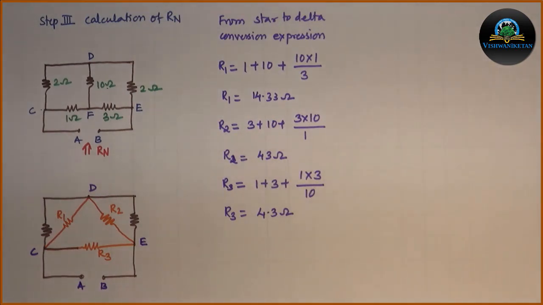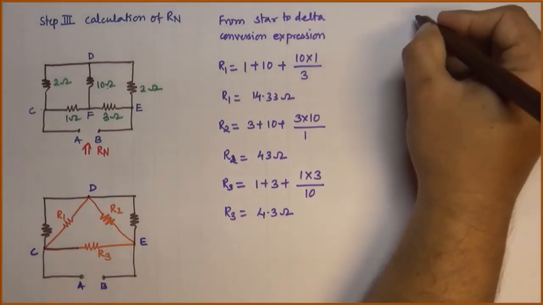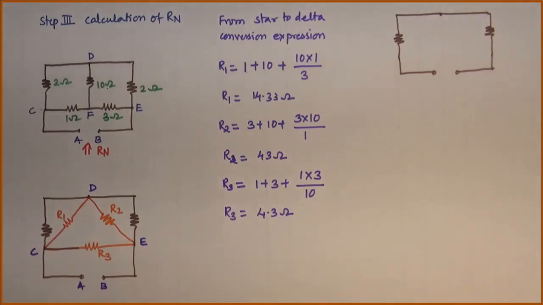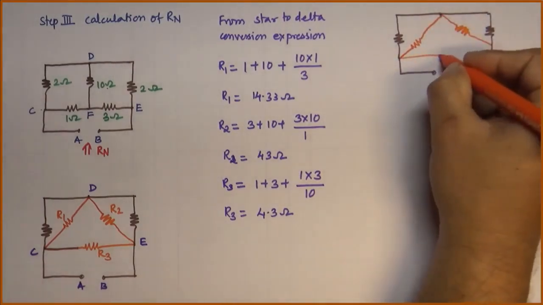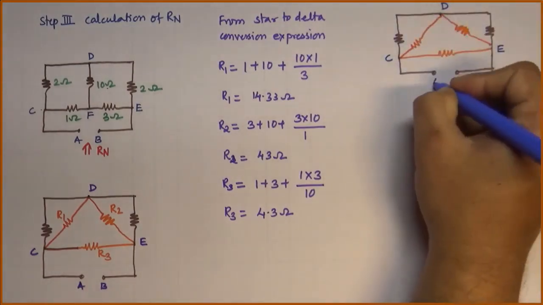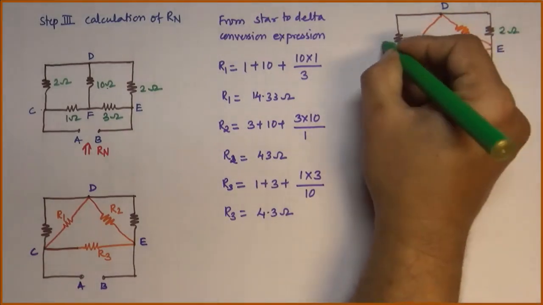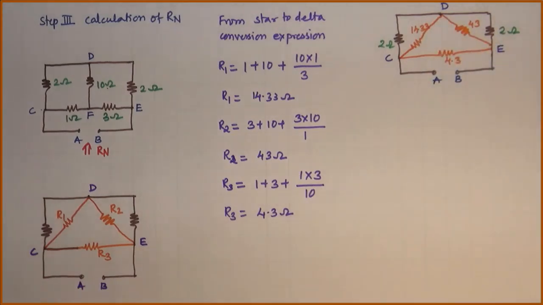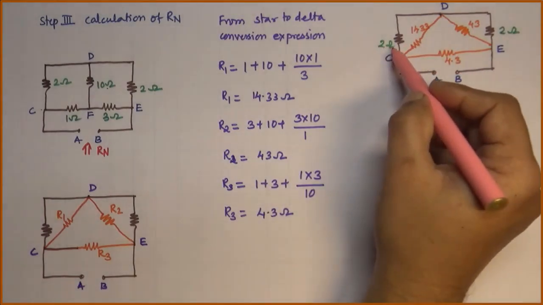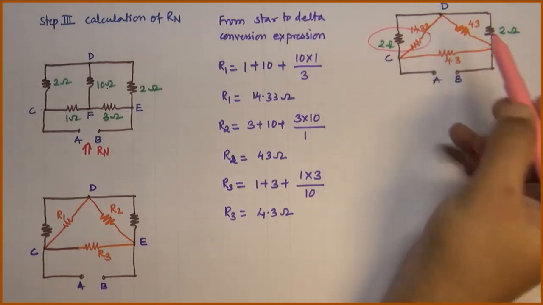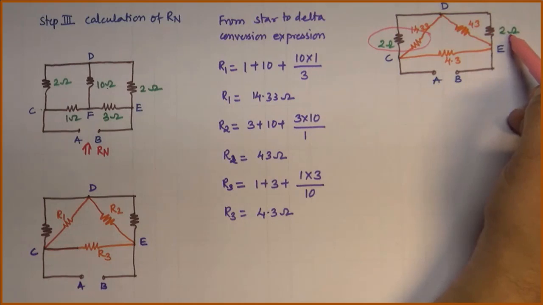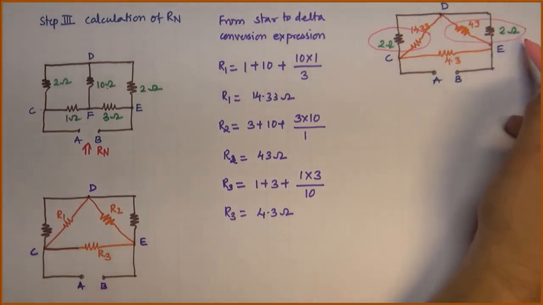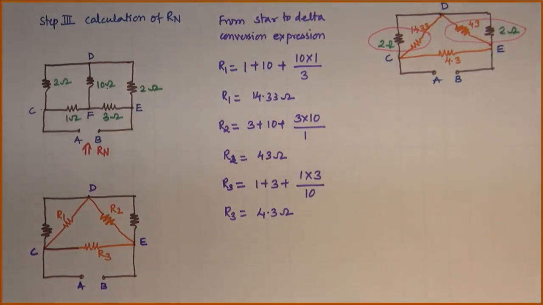Substitute all these delta values into the circuit. So we have substituted the values of R1, R2, R3, the delta connected resistors. If you observe the circuit, the 2 ohm resistor and 14.33 ohm resistor form a parallel connection. Similarly, the 43 ohm resistor and 2 ohm resistor form a parallel connection because they are connected between the same points, D and E. So these can be converted into a single resistance by parallel combination. Then our circuit again modifies.